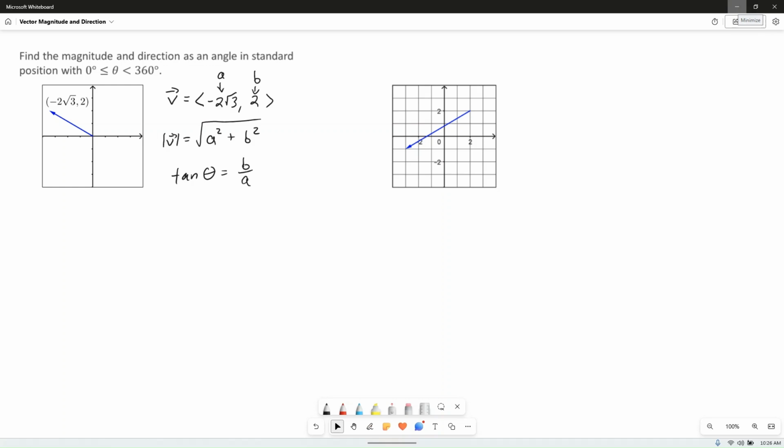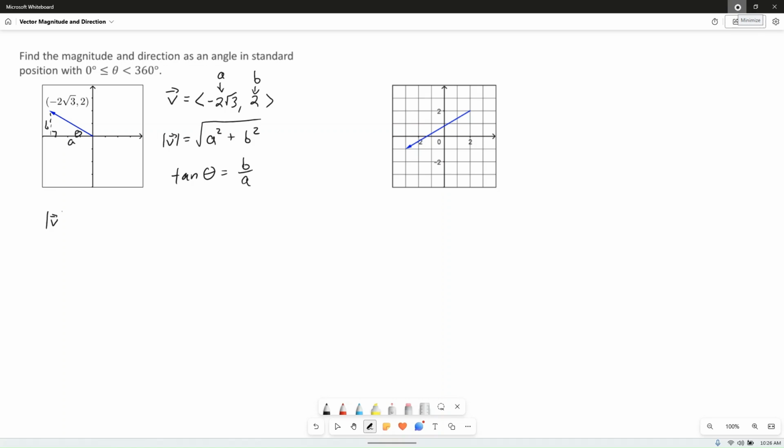And again, all of this is a result of just right triangle trig. So if we took the vector from the origin to (-2√3, 2), and we drew a little vertical line down from the terminal point to the x-axis, it creates a right triangle. And so a is the horizontal side of that right triangle, b is the vertical side, and theta is the acute angle inside the triangle at the origin. So it is literally just right triangle trig that we're using here. Okay, so let's start with the magnitude.